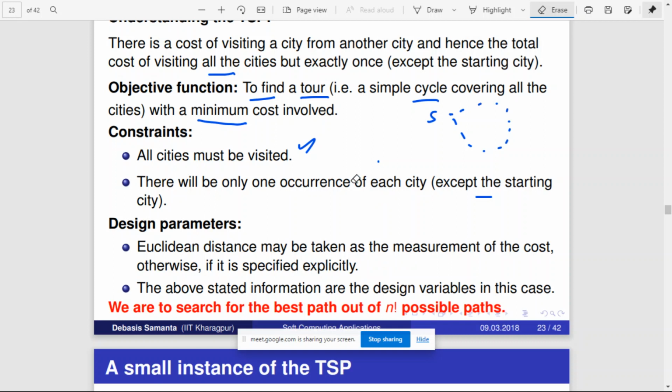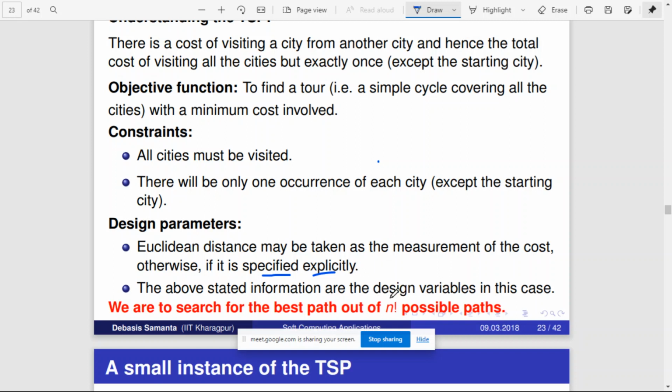Euclidean distance is a method of calculating the distance between 2 points. So either you can consider the Euclidean distance between 2 points as the distance between two cities. Otherwise, if the distance is specified in the problem itself, then take that as the distance. Okay. The above stated information are the design variables of the problem.